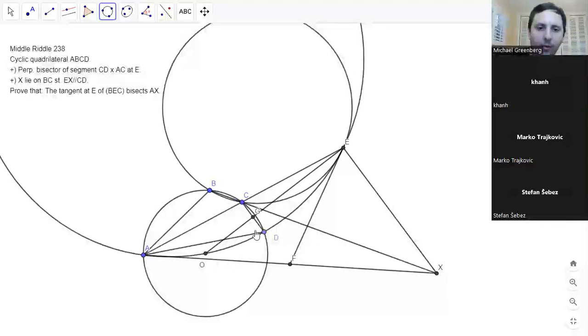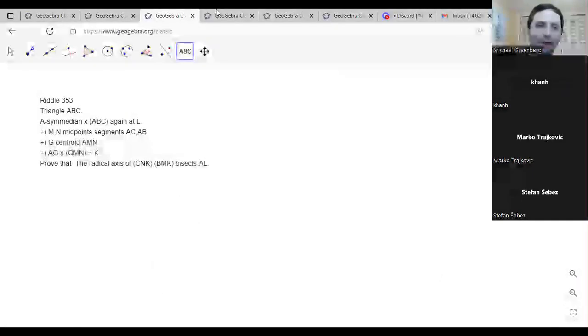because O is the midpoint of AD, O is the midpoint of arc AD, and this is an angle bisector. Okay, so that's how it's equivalent. So yeah, it's the same thing.